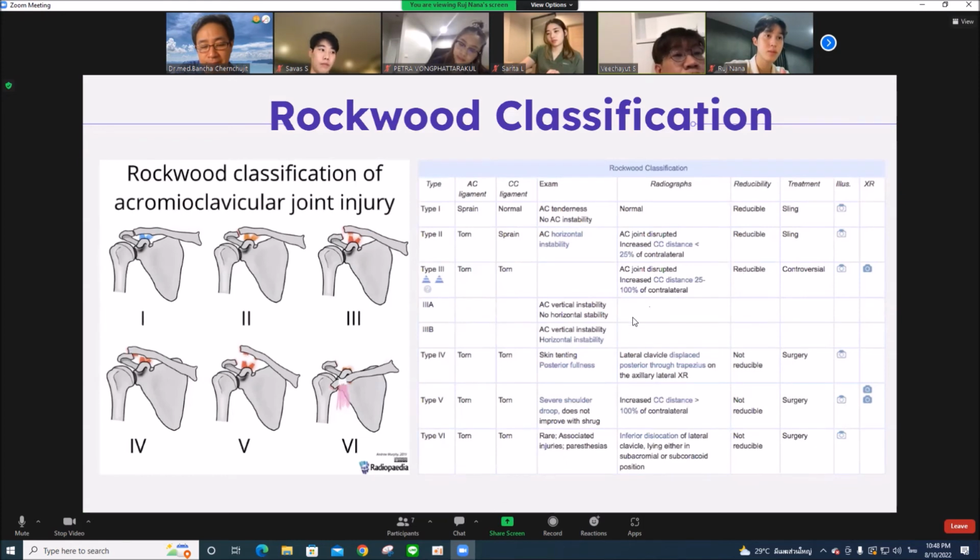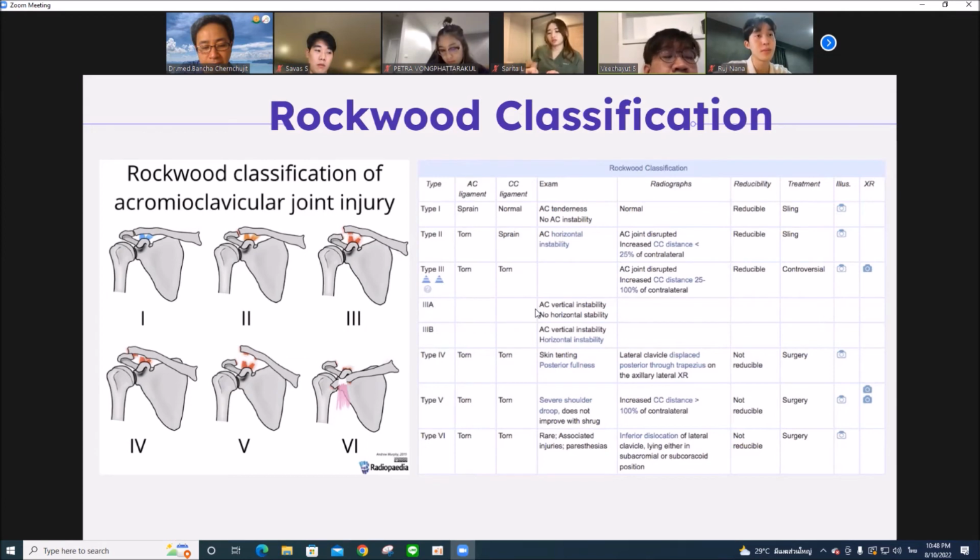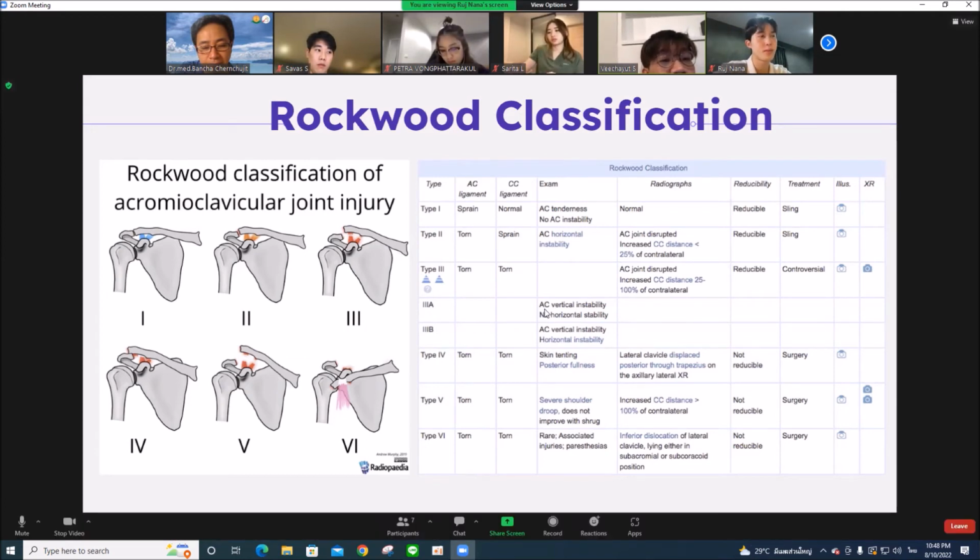So this is the Rockwood classification that you use to classify the injury of the AC joint dislocation, and it is basically summarized as grade 1 being of the lowest severity and grade 6 being the most. In grade 1, you can see that there's an AC ligament stretch or sprain injury, just tenderness at the AC joint.